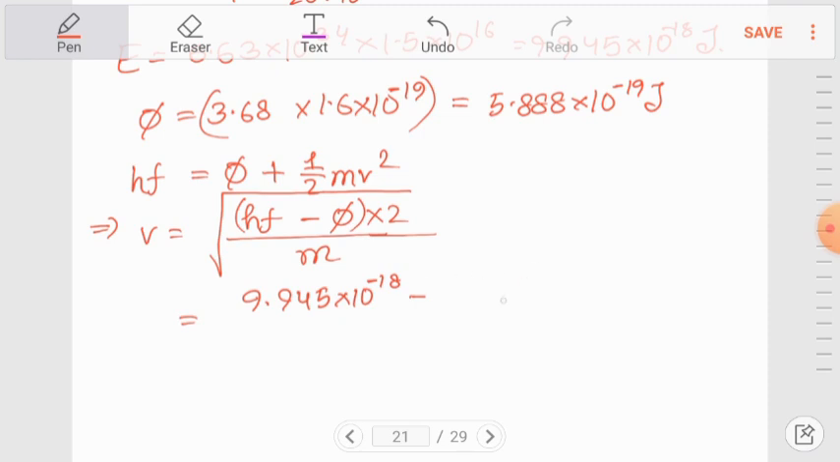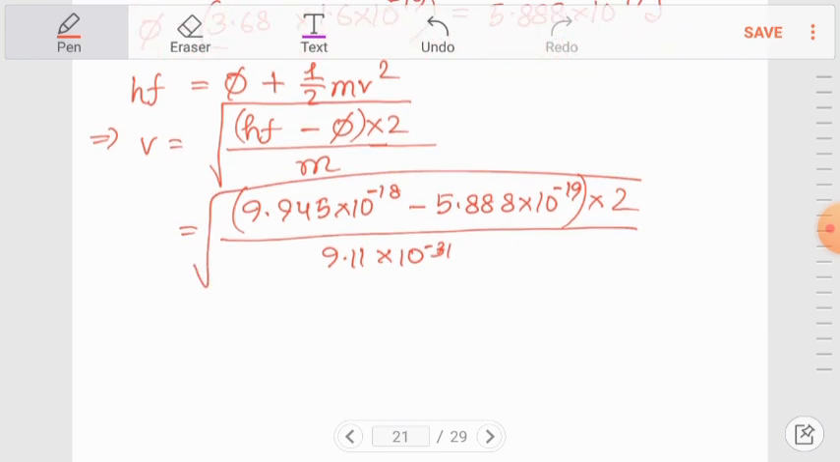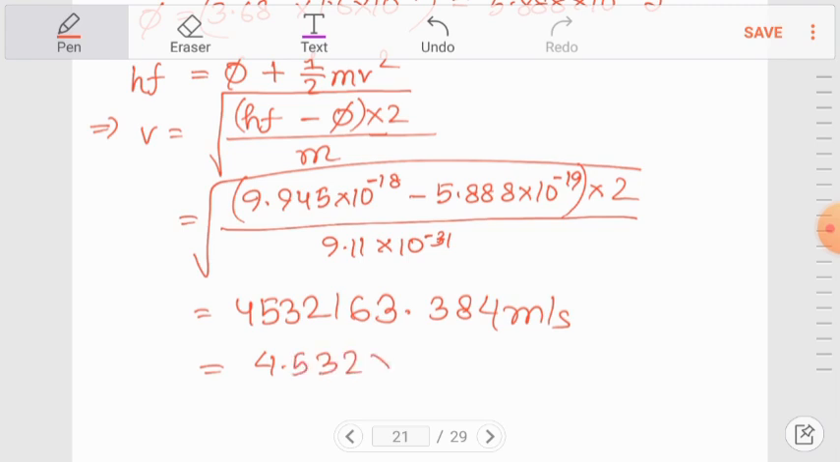Subtract the value for the work function, that was 5.888 into 10 to the power negative 19, and you need to further multiply it with 2 and divide by the mass of an electron, that is 9.11 into 10 to the power negative 31. And if you root over this entire value, you get a value of 4532163.384 meters per second. And if you write it in standard form, then it will be 532 into 10 to the power 6 meters per second.